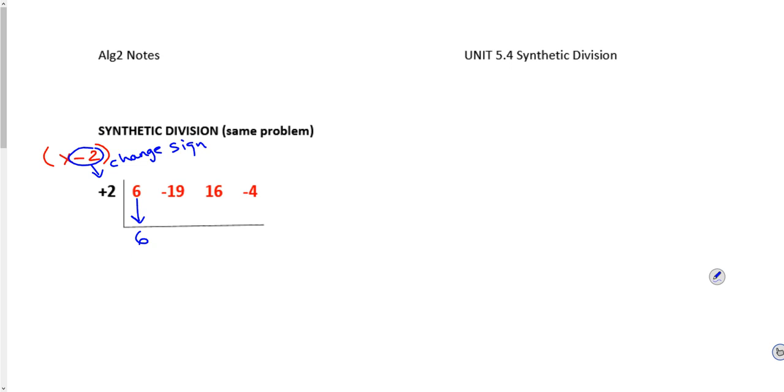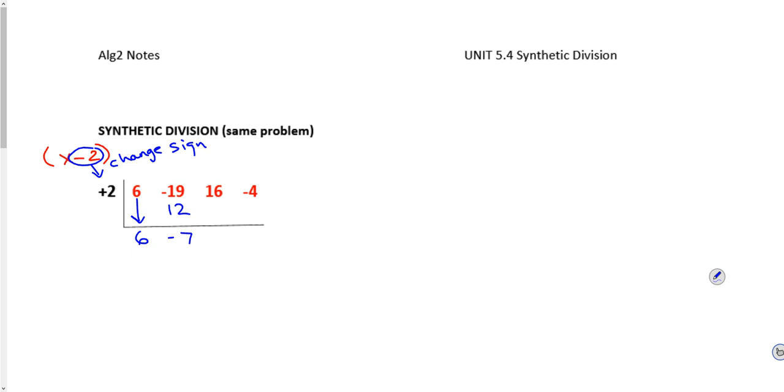Now think of this in terms of long division. This is kind of like the top, right? We just flipped it over. When we put something on top, what do we do with it? Times it. Yeah, that's exactly what we do here. So we take 6 and multiply it by 2, and we put that answer under here. So that's 12. And then we combine like terms. So negative 19 plus 12 is negative 7.